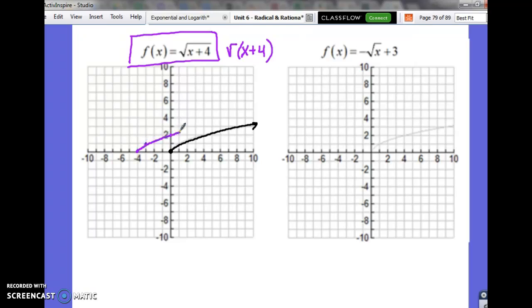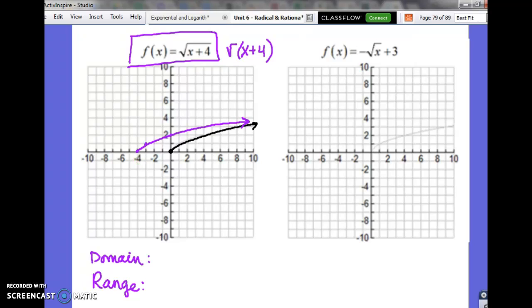So I don't have a whole bunch of points. You could get more, but I'm just going to sketch that in that way. So the translation would be left 4. The domain and the range, I think it's helpful to use a highlighter and to mark those on your x and y axis.